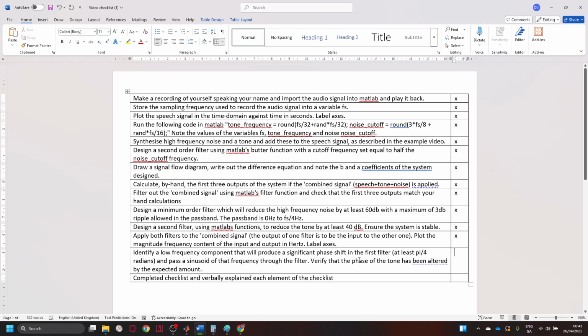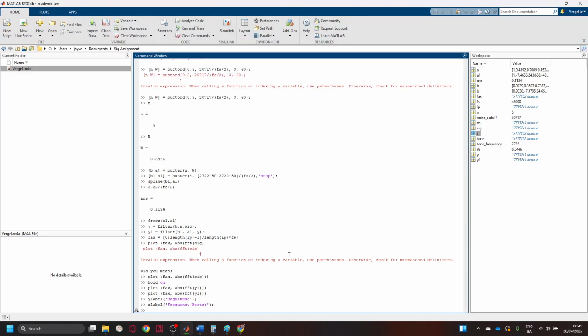Next is to identify a low frequency component that will produce a significant phase shift in the first filter, at least by over 4 radians, and pass a sinusoid of that frequency through the filter. Verify that the phase of the tone has been altered by the expected amount. Okay, so we're going to find the frequency response of that. So we're going to use freqz.